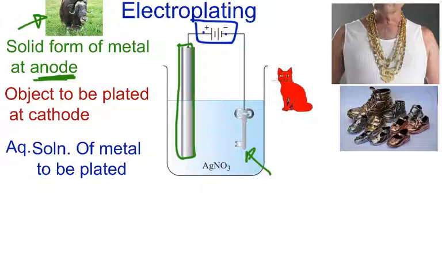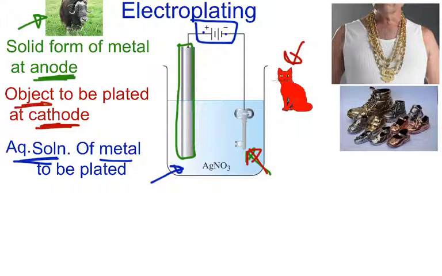All right, moving on, the object to be plated must be at the cathode, where reduction will take place. So the key or the object is at the cathode. And one last thing, we need an aqueous solution of the metal. So we need silver ions, aqueous, swimming around in here. All right, so there we go.